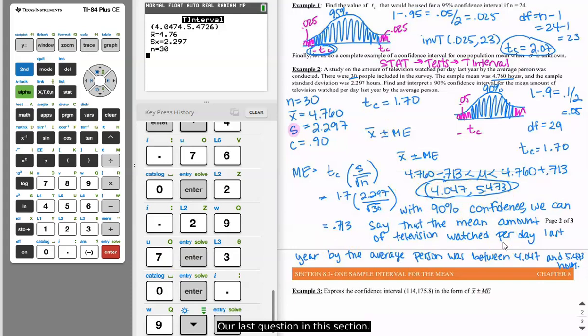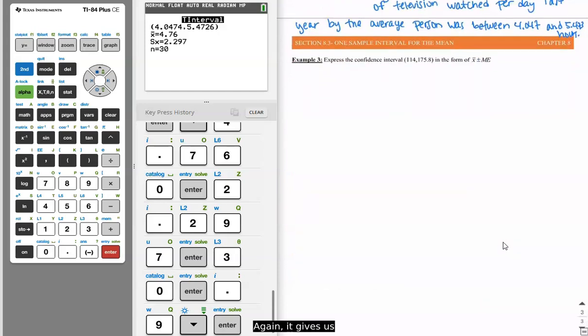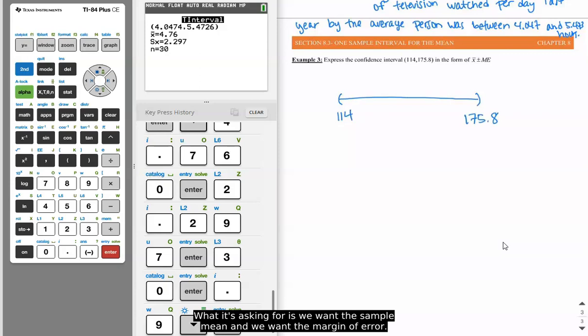All right, so our last question in this section is one where it gives us information in a different manner, and we have to think about what that would mean. It says express the confidence interval, 114 to 175.8, in the form of x bar plus or minus the margin of error. So I'm going to draw an interval. I have 114 to 175.8. This is my confidence interval. And what it's asking for is the sample mean and the margin of error.